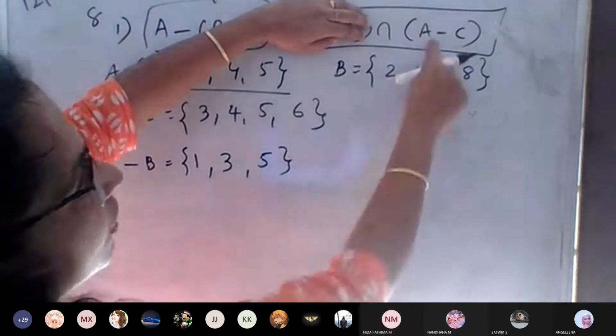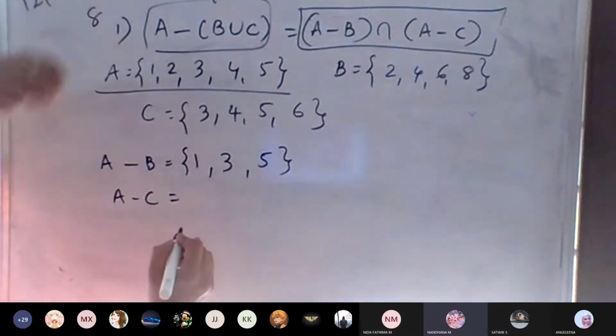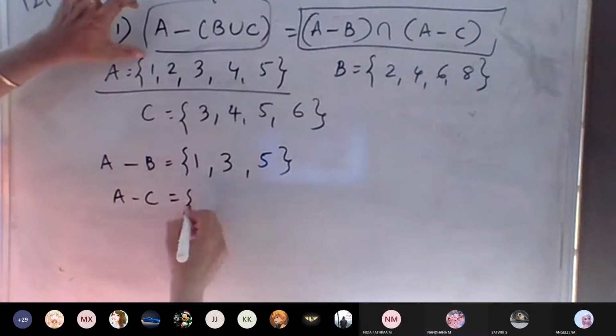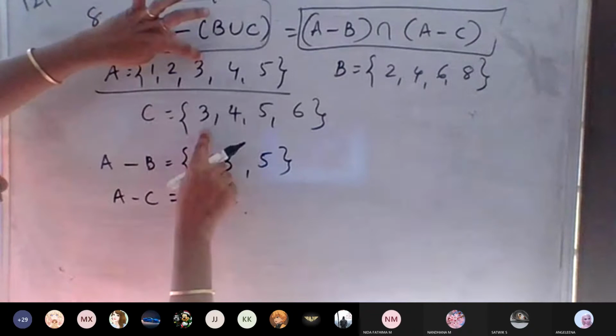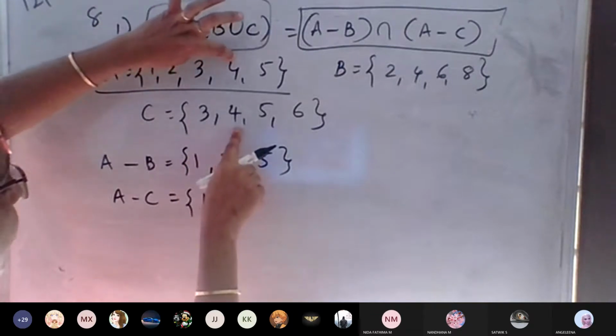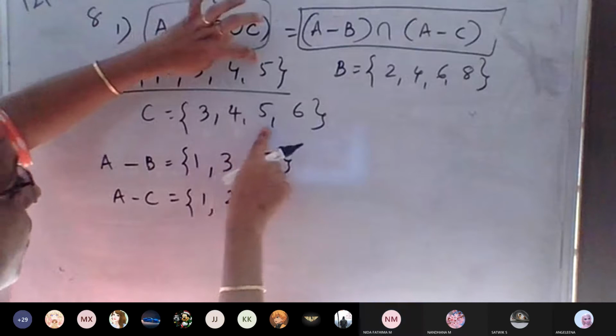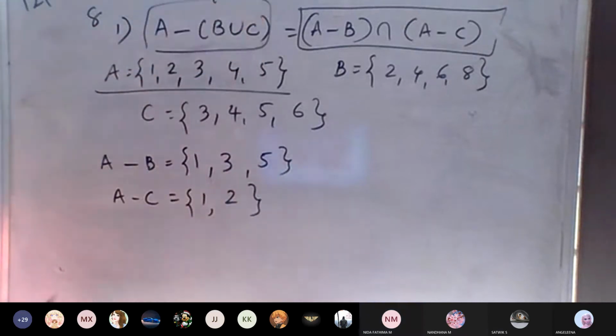Then we have to find A minus C. What about A minus C? It is {1, 2}. 3 is there in C, so no need of writing that. 4 is also in C, no need of writing. 5 is also there in C. So we need to write only 1 and 2.